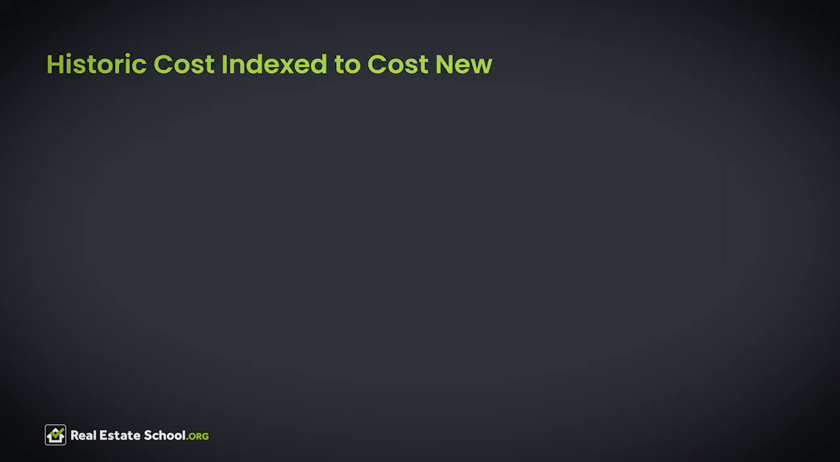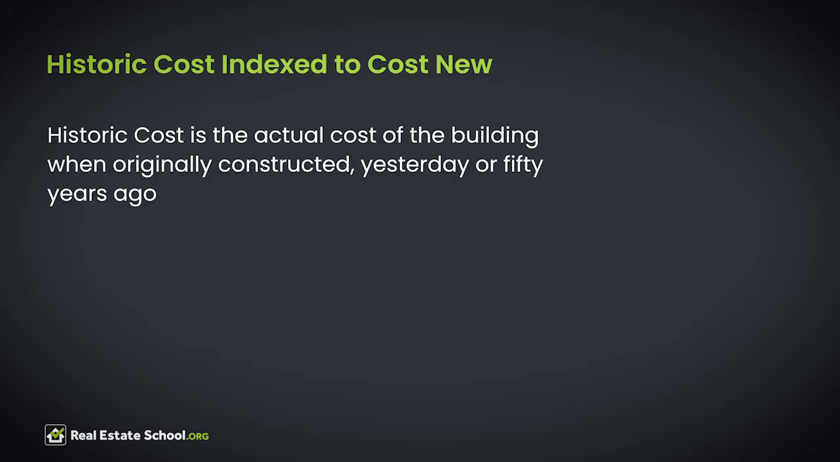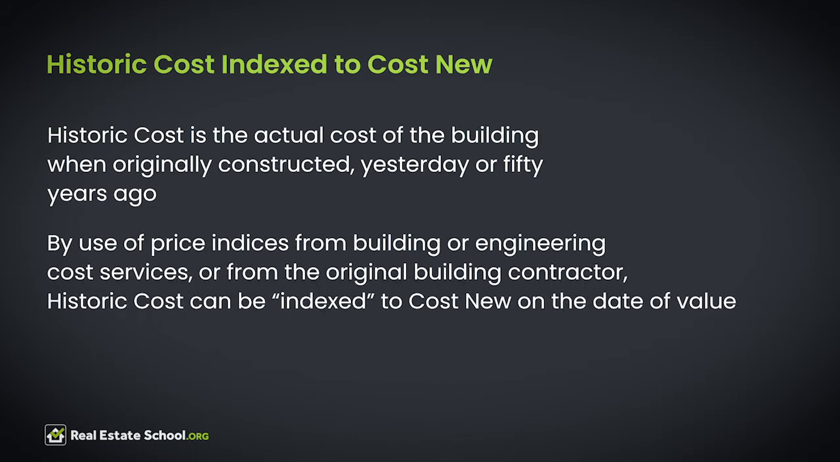First up, historic cost indexed to cost new. Historic cost is the actual cost of the building when it was built. For example, what was the cost when it was built in 1950? By using the price indices from a building cost service or from the original building contractor, historic cost can then be indexed to the date of value.